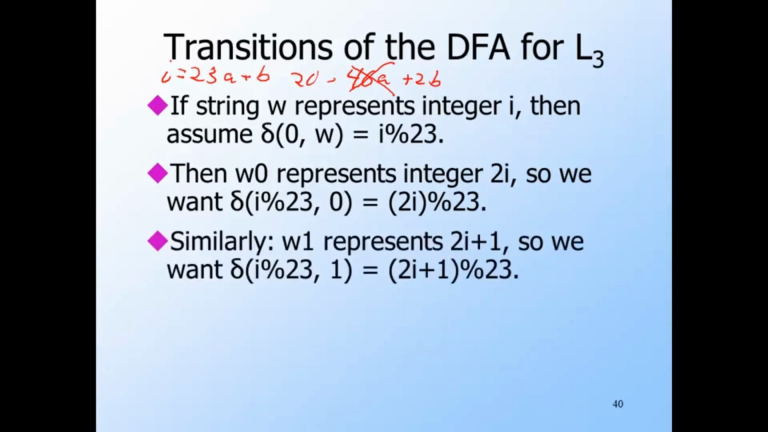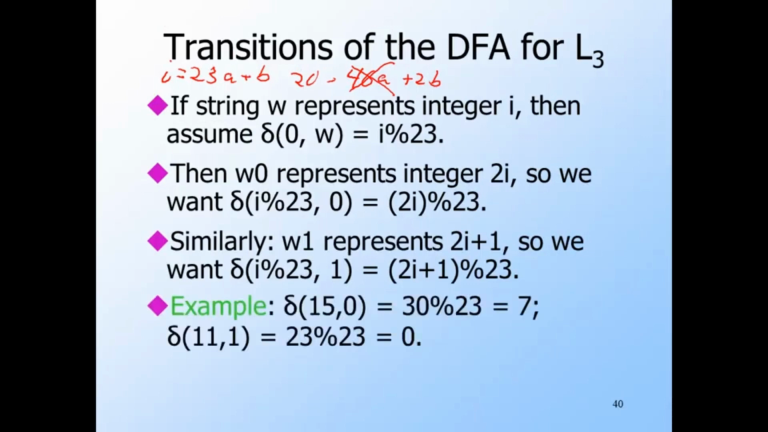For the same reason, when a 1 arrives at the input, we can go from state i to the state that is the remainder of 2i plus 1 when divided by 23. For example, twice 15 is 30. So from state 15, we go to the state that is the remainder of 30 divided by 23, or state 7, when the input is 0.